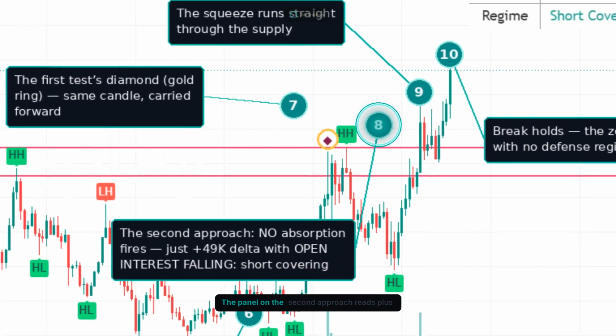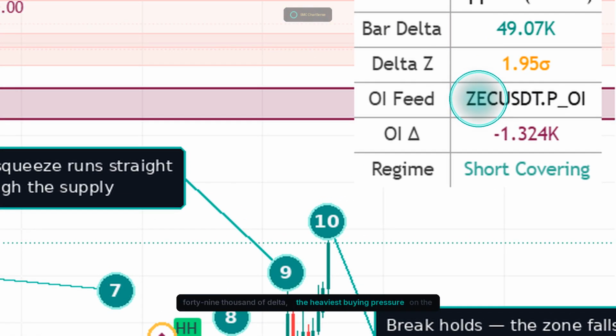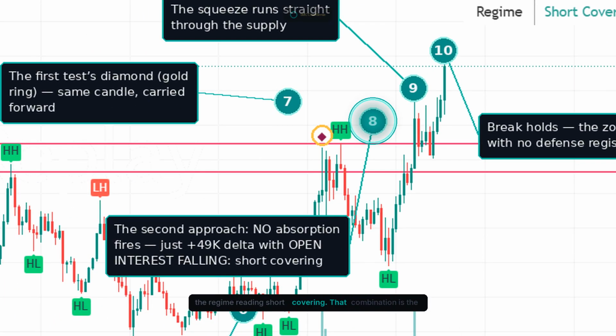The panel on the second approach reads plus 49,000 of delta, the heaviest buying pressure on the chart, with open interest falling and the regime reading short covering. That combination is the key to the entire read. This is not new longs opening positions. It is trapped shorts being forced to cover. Covering flow cannot wait and cannot negotiate. Against it, passive supply is not a wall, but an inventory consumed at the pace the squeeze demands.